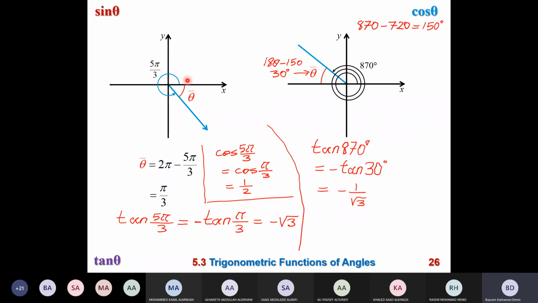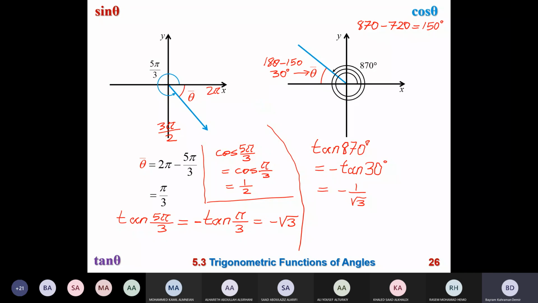Now look at here, Shabab. We have 5 pi over 3. Well, 5 pi over 3 is in quadrant 4. Is it easy for everybody to understand it is in quadrant 4? Maybe somebody needs more explanation, I am sure. So we just need to remember this part. This is 3 pi over 2. Here 2 pi, right?